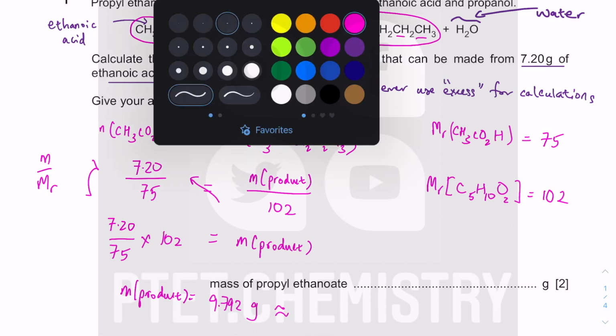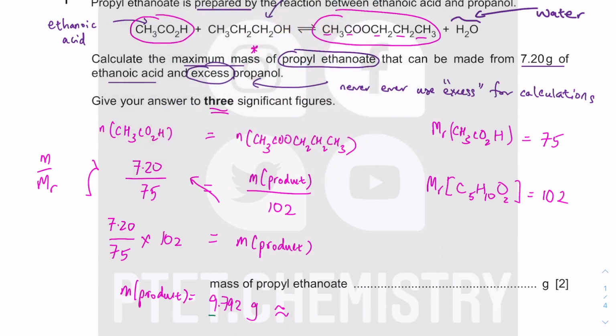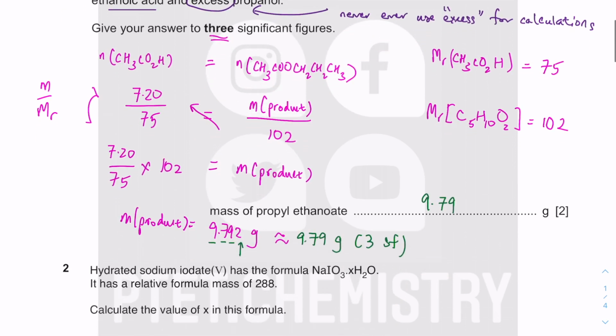3 significant figure means I want 1, 2, 3. Then I look at the fourth one. The fourth one is lesser than 5, so it doesn't increase by 1. It's just 9.79 gram. You shouldn't try to round up before showing the examiner the actual value, and it also makes it easier for you to check your work if you list it down, so that you can just press and pop on your calculator.